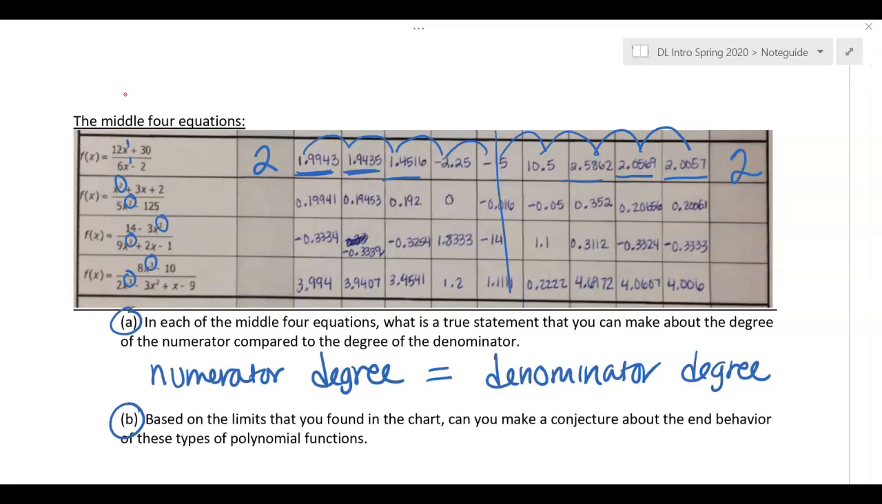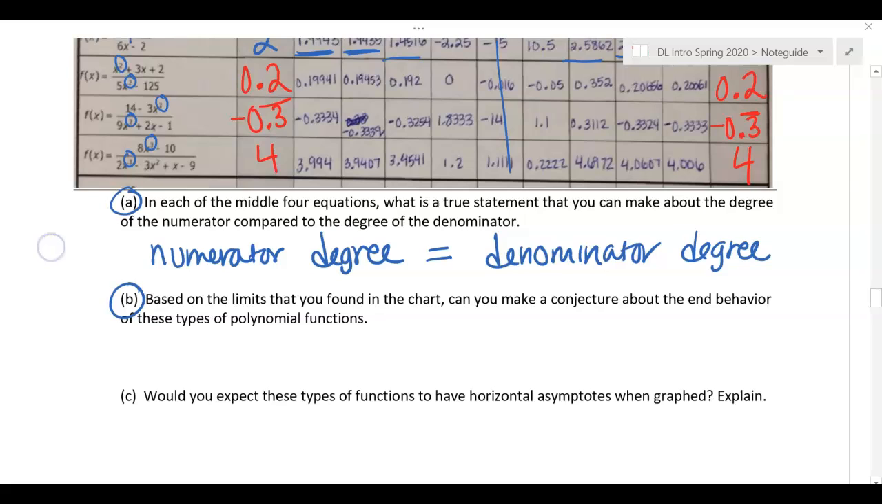So now we're going to look and see if you got these right. As I look at these, this one seemed to level out at 0.2. This one seemed to kind of stay at negative 0.3, but the 3 looks like it's going to start repeating forever on both ends. And this one at 4.